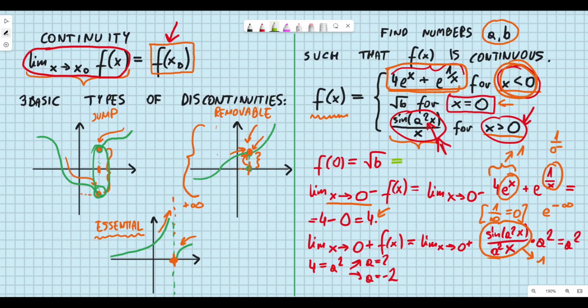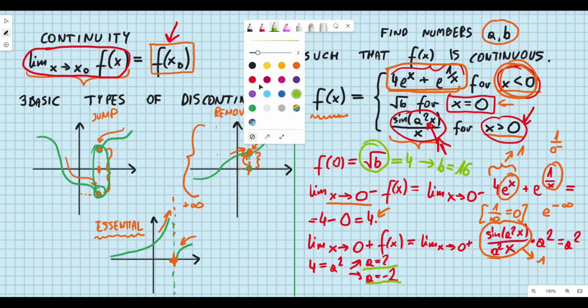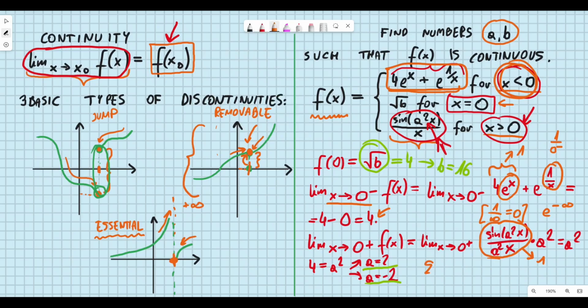So we can also add this up. The value of our function in 0 must be 4, and it's square root of b, leading to b equals 16, because square root of 16 is 4. But since we could have chosen a equals 2 or minus 2, we actually have two different correct answers here. Either a equals 2, b equals 16, or a equals minus 2 and b equals 16 as well. In these two cases, our function is continuous.